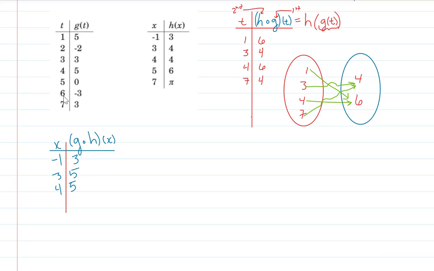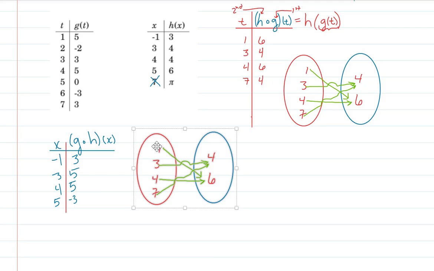5 is mapped to 6, 6 to -3, so 5 is mapped to -3. And finally 7 is mapped to pi, and pi is not in the domain of the g function, therefore 7 is not in the domain of our g composed with h function. Let's create a mapping diagram. So in the domain of this function we have -1, 3, 4, and 5, and in the range we have 3, 5, and -3. So the function maps -1 to 3, 3 to 5, 4 to 5, and 5 to -3.